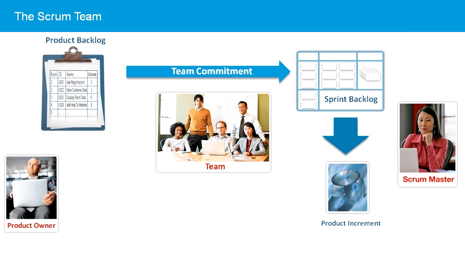The team breaks each item down into small tasks and assigns a level of effort to each task. Once the level of effort reflected in the sprint backlog reaches the team's capacity, the backlog is frozen and the team commits to completing the work in the next sprint.